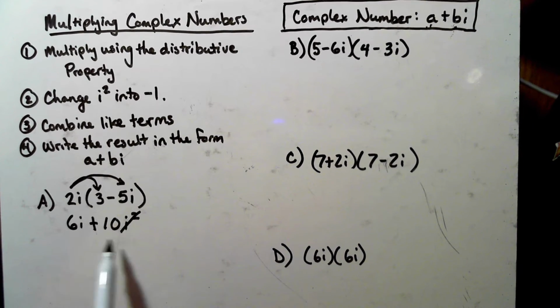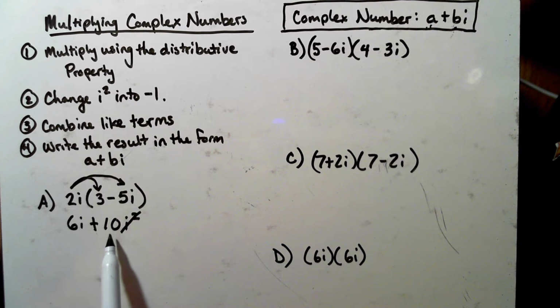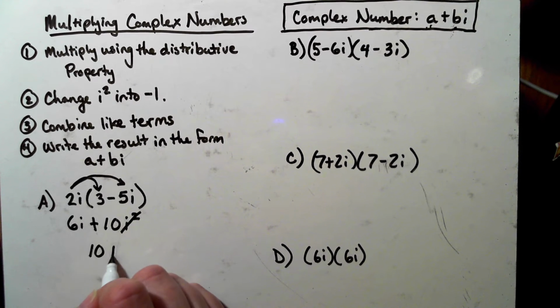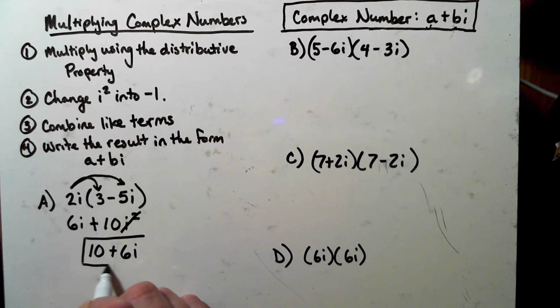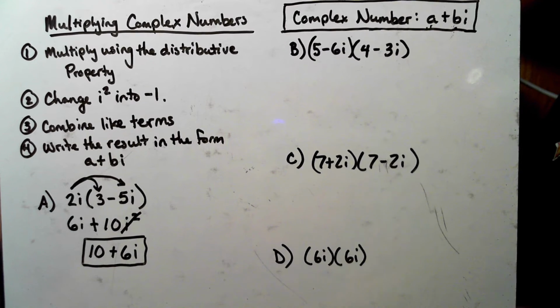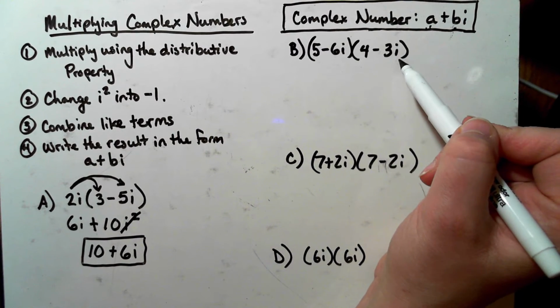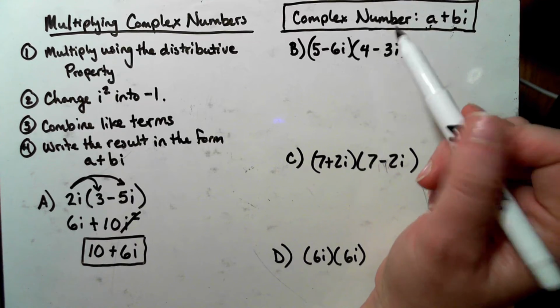Okay, I don't have any like terms to combine because I only have a 6i and a plus 10. So all I have to do is write it in the right order. So positive 10 comes first, and then plus 6i because the 6i was positive. And that's the answer. So let me show you an example where I have two binomials multiplied together.